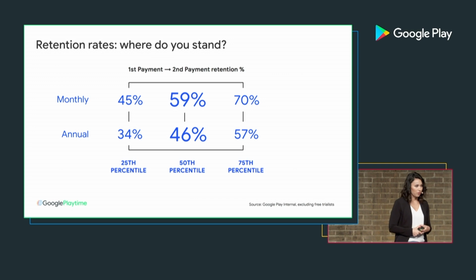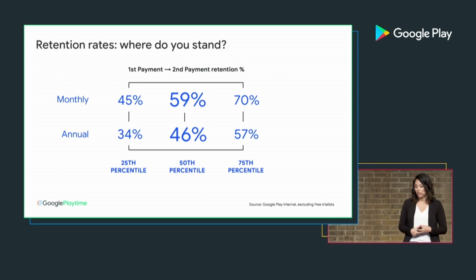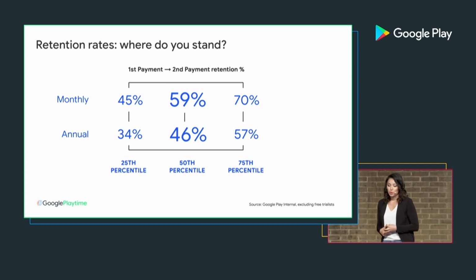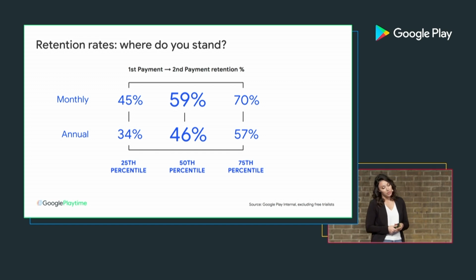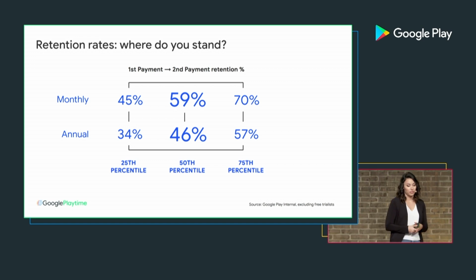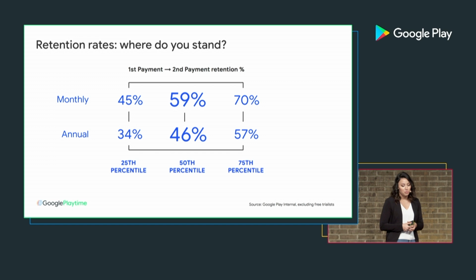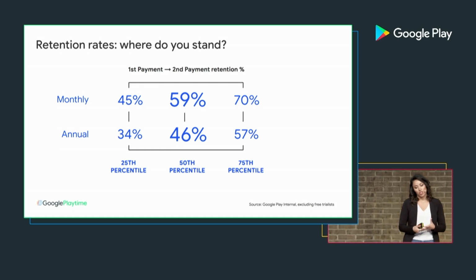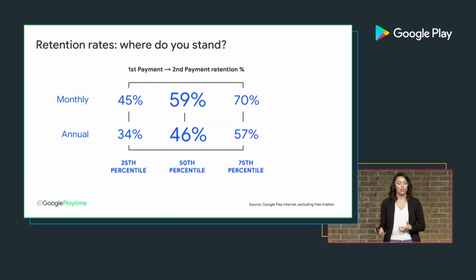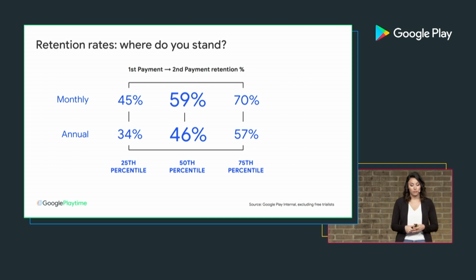So where do you stand with your subscriber retention? When we look across all subscription apps on Google Play, we see a median of 59% retention from a subscriber's first to second payment for the monthly offering, and a median of 46% for yearly offerings. And you may fall above or below this threshold, but consider how you can drive app engagement when subscriber engagement is low, as it may be a leading indicator for churn.